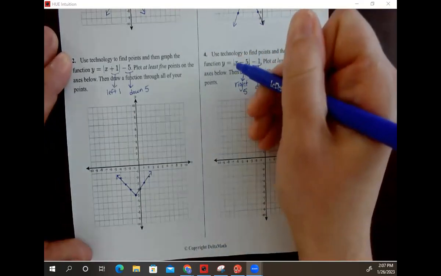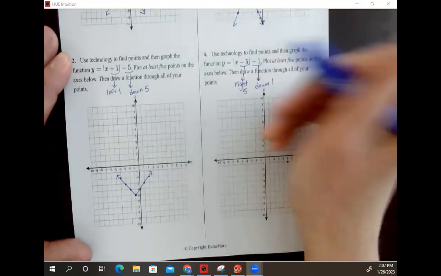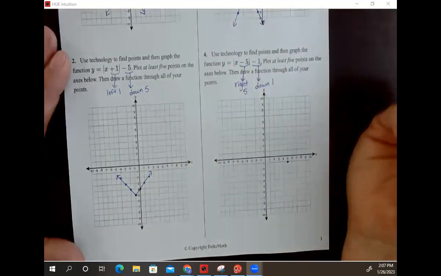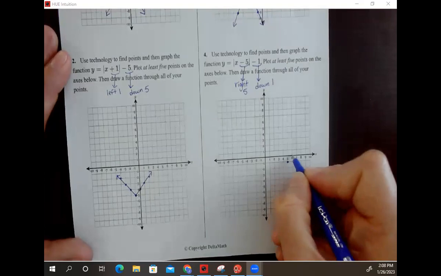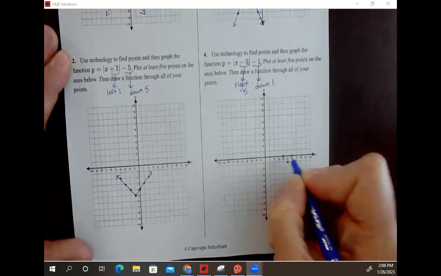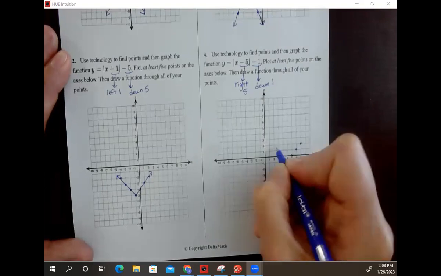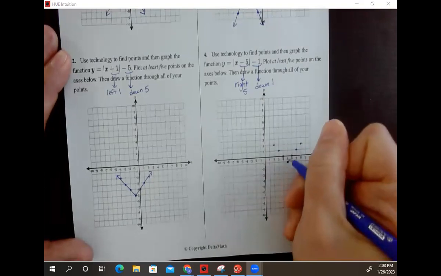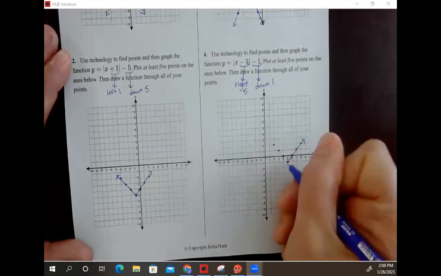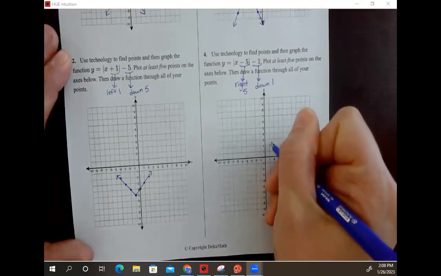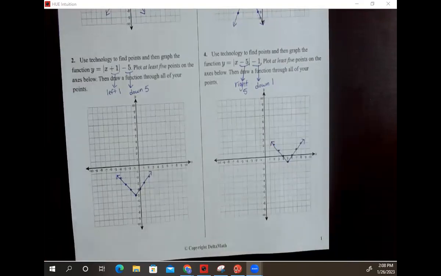And now if I look at the front of my function, I don't have anything there. So I'm going to keep the same shape as my parent graph. So out 1 and up 1 on either side, out 1 and up 1, out 1 and up 1. And again, just a few points on either side here. And then I can see my V-shaped absolute value graph.